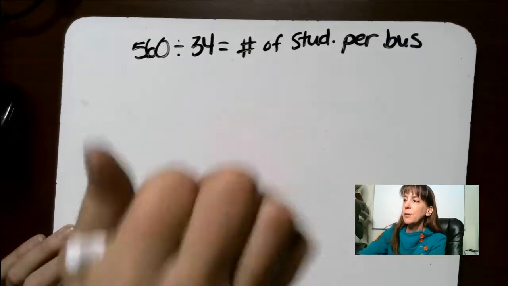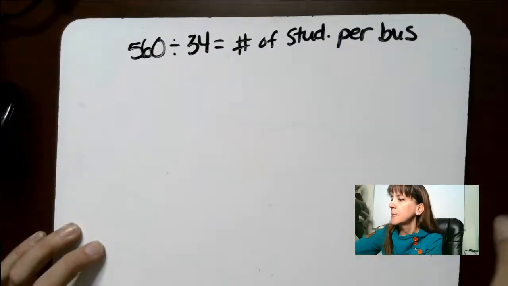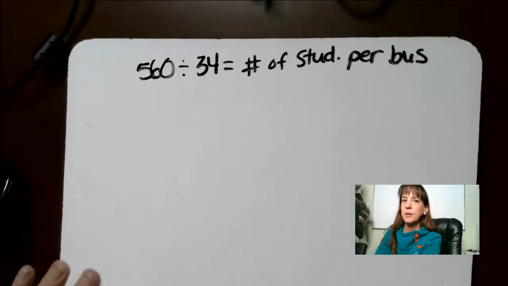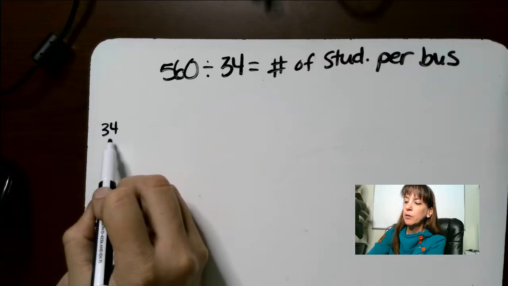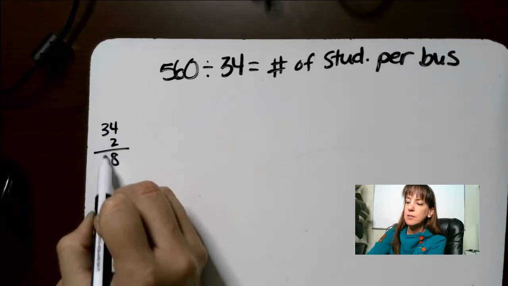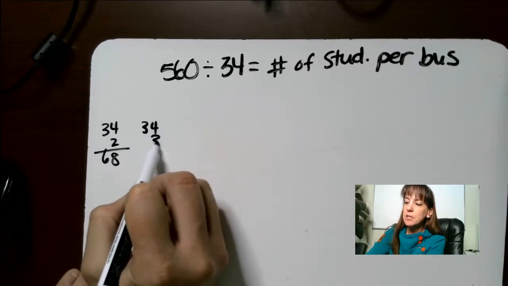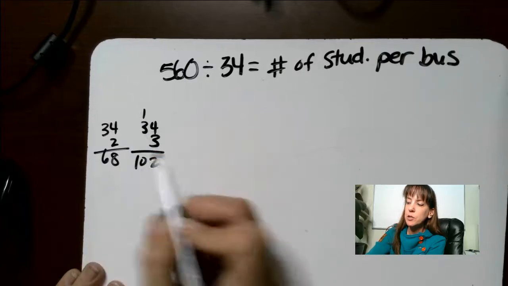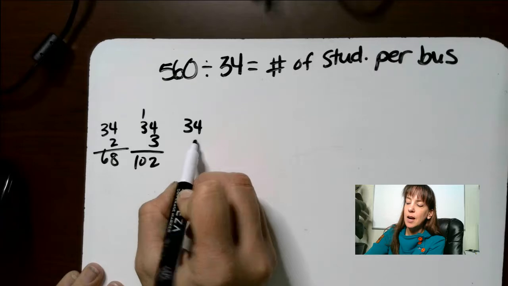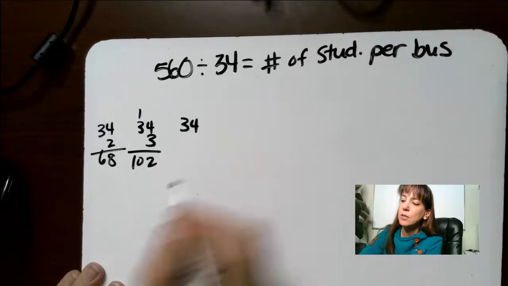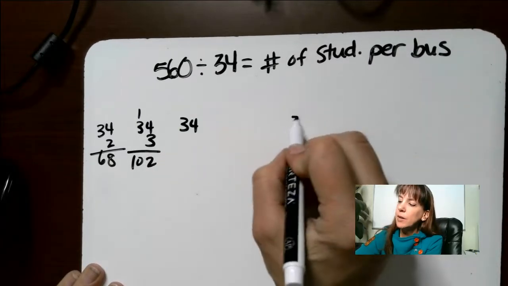All right, so 34, let me just make some adjustments here. We know that 34 times 1 is 34, and 34 times 2 is 68. 34 times 3 is 2, carry the 1, 102. Actually, let's do this. Let's write it out.